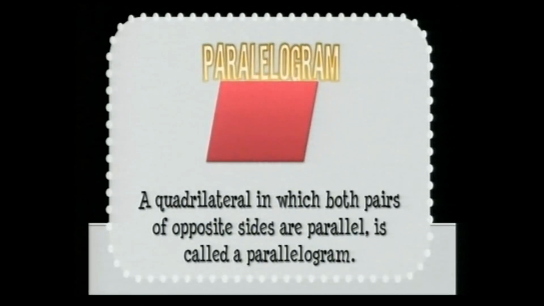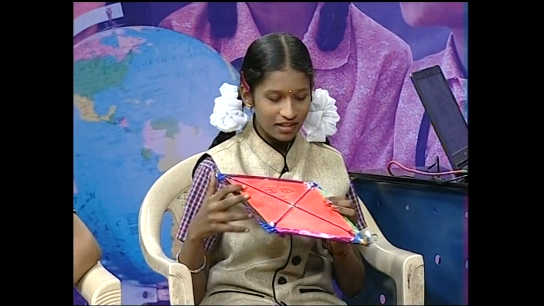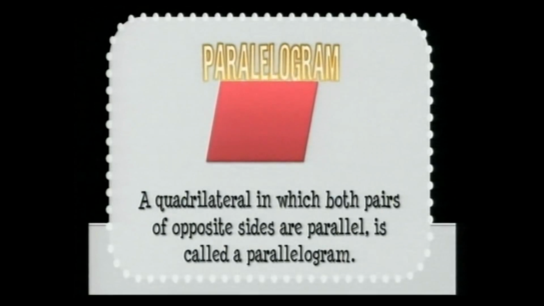There, side AB is equal to side CD and side AD is equal to side BC. Very good, Gayasri. And the third property of a parallelogram is opposite angles are equal. Angle A equal to angle C and angle B equal to angle D.